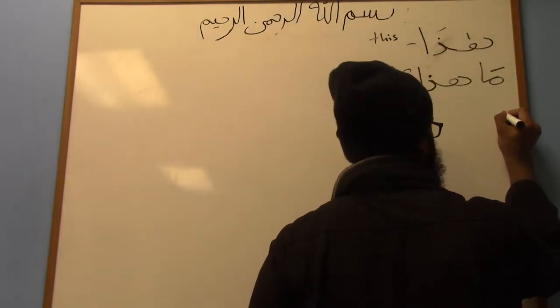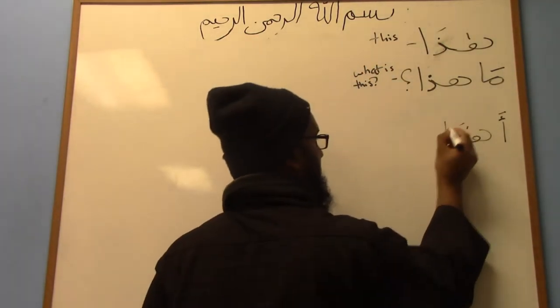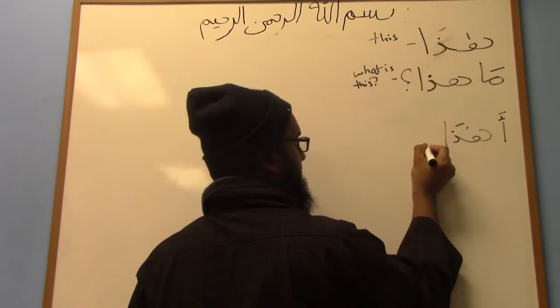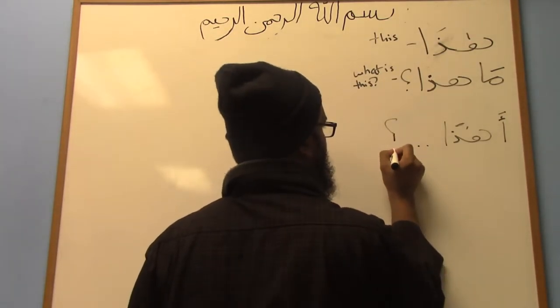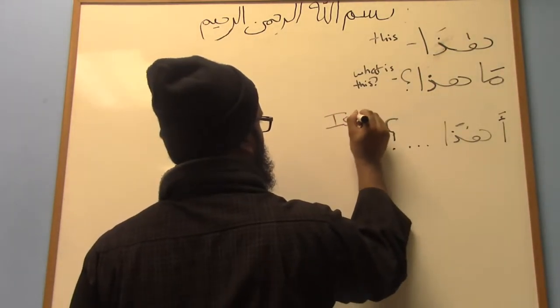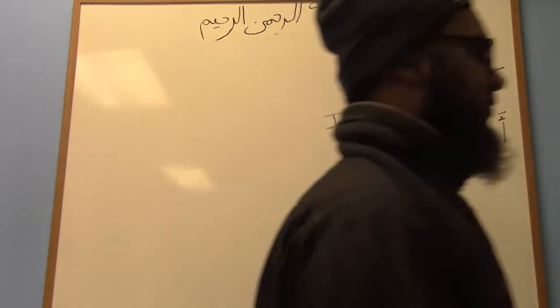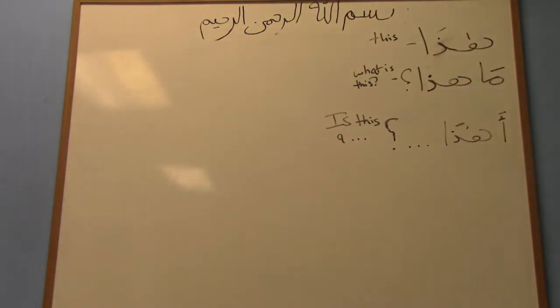Hamza, right? Ahadha, and whatever word you want to use. Ahadha baytun, is this a bait, a home? Ahadha means, is this a, and whatever word you want to fill in the blank with. Okay? So, ma hadha, what is this? Hadha baytun, this is a bait, a home, or a house. Ahadha baytun, is this a house? Naam, yes, hadha baytun, this is a house.